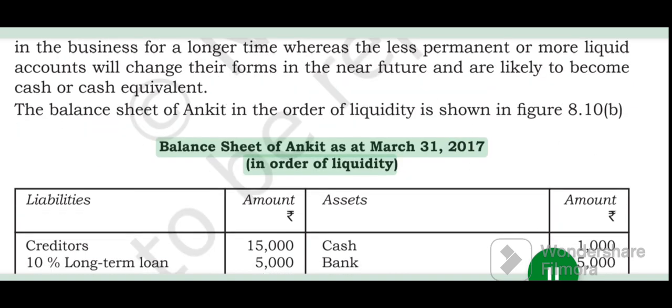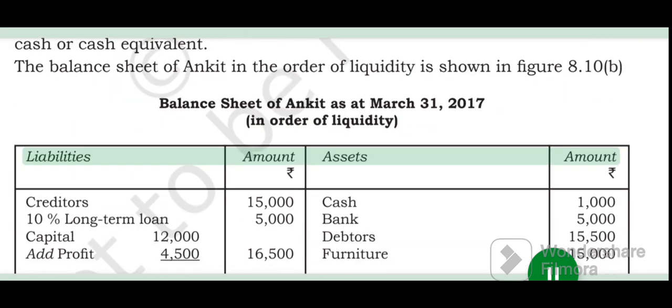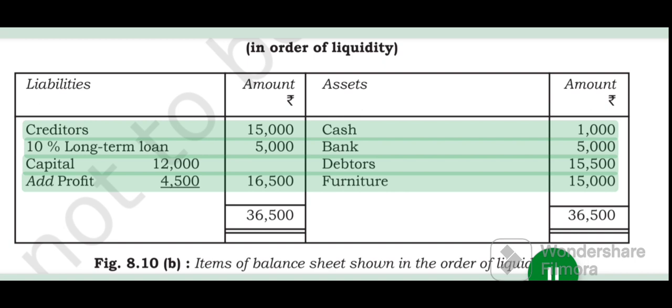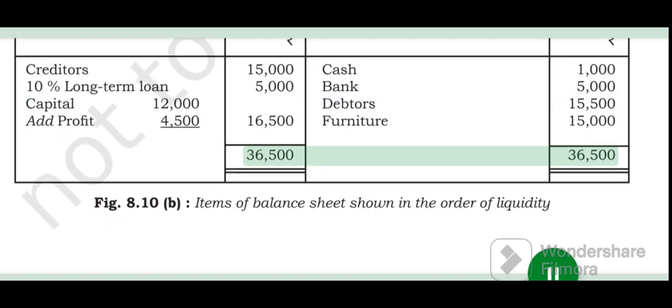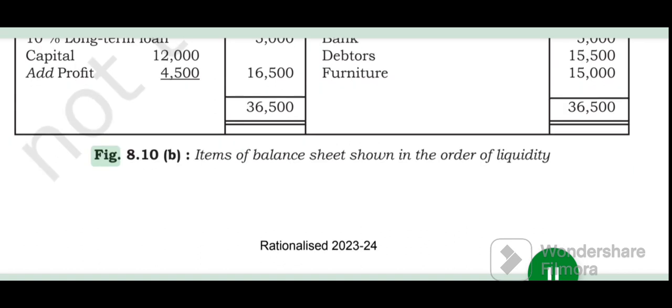Balance sheet of Ankit as at March 31, 2017, in order of liquidity. Liabilities: creditors 15,000; 10% long-term loan 5,000; capital 12,000, add profit 4,500, 16,500. Assets: cash 1,000, bank 5,000, debtors 15,500, furniture 15,000. Total 36,500 on each side. Fig. 8.10b. Items of balance sheet shown in the order of liquidity.